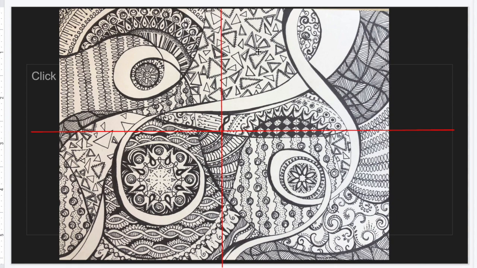Let's look at this triangle pattern here, this little like Dorito pattern. It is in both of these quadrants as it crosses that line. It's also in this bottom right quadrant, and it's in this bottom left quadrant as well. It's actually in this top left quadrant twice where it passes there and there.